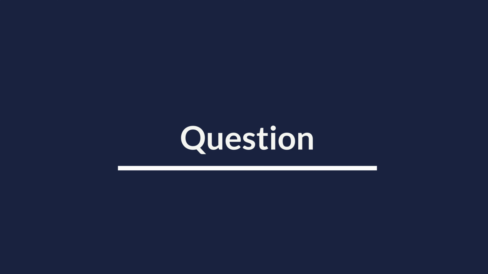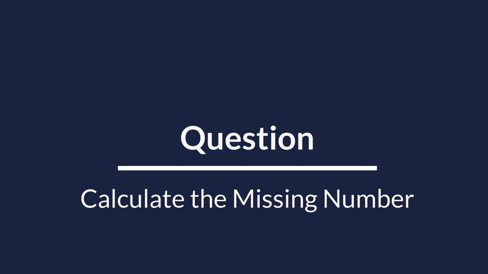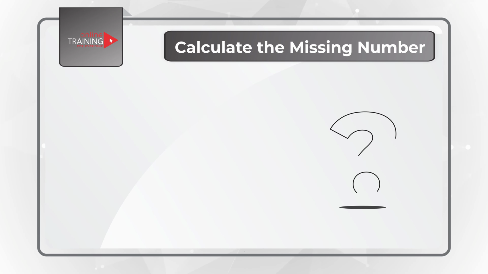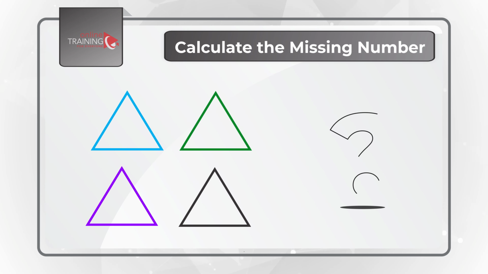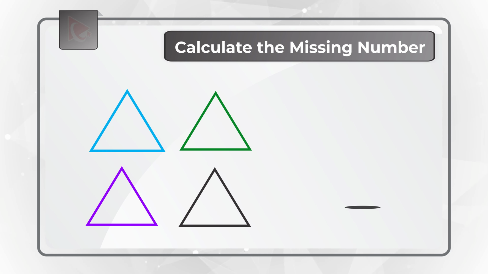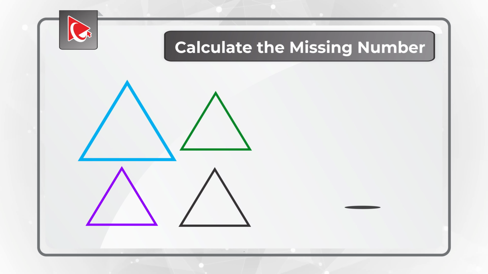Here's the famous 4-triangle question you regularly observe in the test. You need to calculate the missing number, which is represented by the question mark. And you're presented with 4 different triangles. Each triangle is of a different color. The first, bottom left corner blue triangle has numbers in the corners 2, 2, and 6.